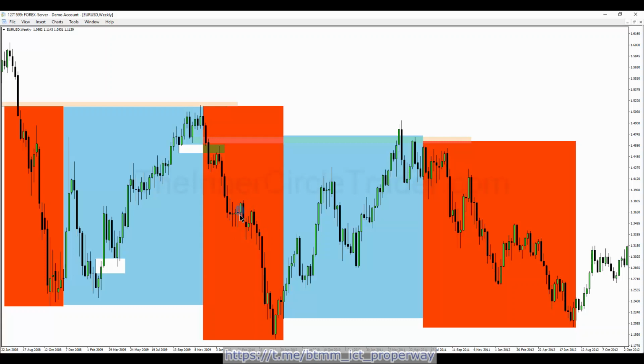All this area in here, we have an up candle, down move, retracement back up into what? What is this? Bearish order block. So with this bearish order block right in here, price trades up into it and immediately sells off again.